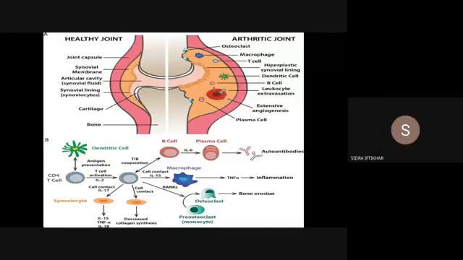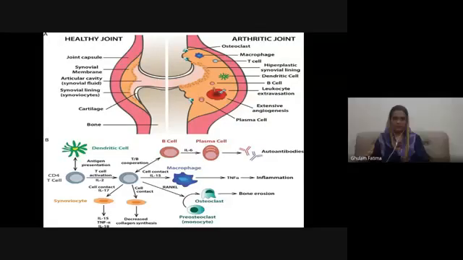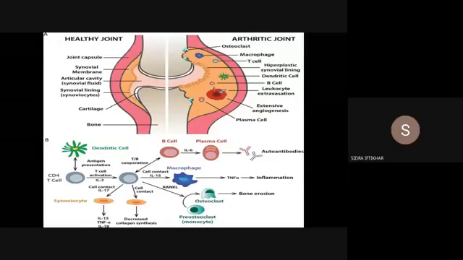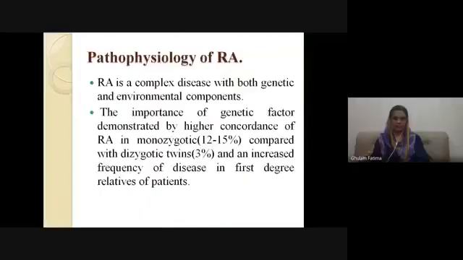This is the picture that shows the difference between a healthy joint and an arthritic joint. In this picture, you can see osteoclastic activity, leukocyte extravasation, extensive angiogenesis, plasma cells, dendritic cells, and hyperplasia of the synovial lining. Next slide.